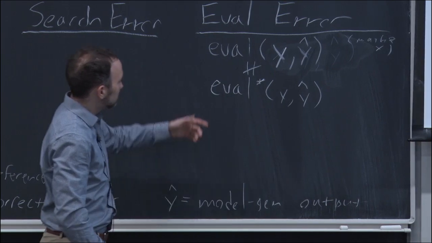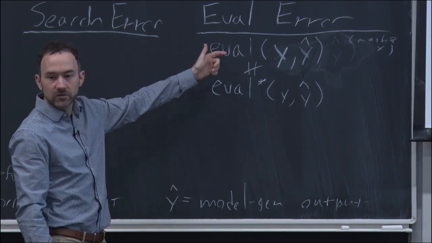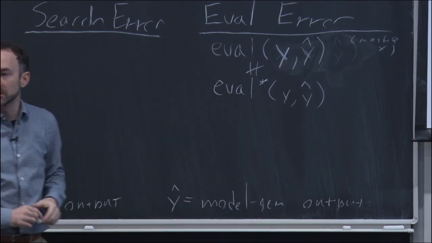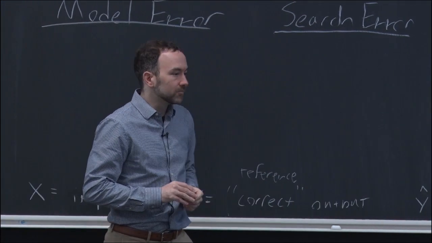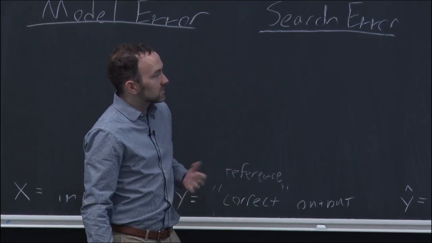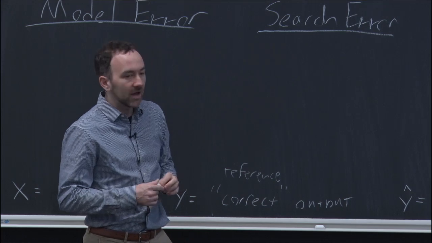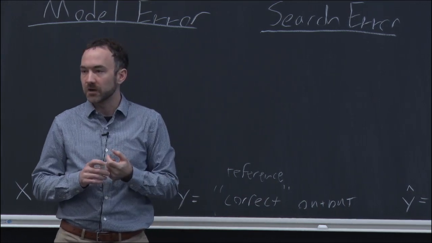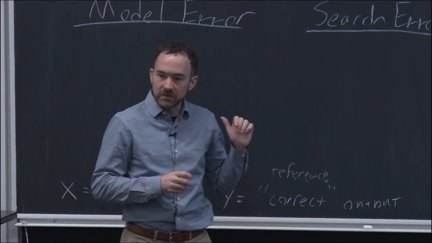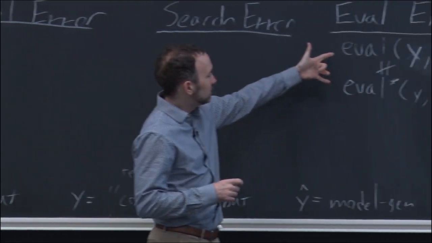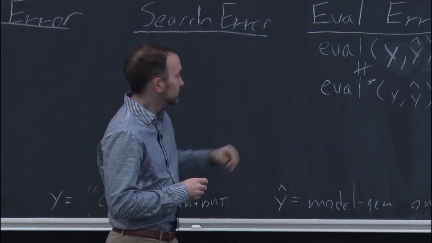Evaluation error is basically the fact that the thing that you can evaluate easily is not the thing that you actually want to be evaluating. So this is a big problem. I'm not going to be talking a huge amount about this problem here, but the important thing is that we remember this, that this is a problem for next time.